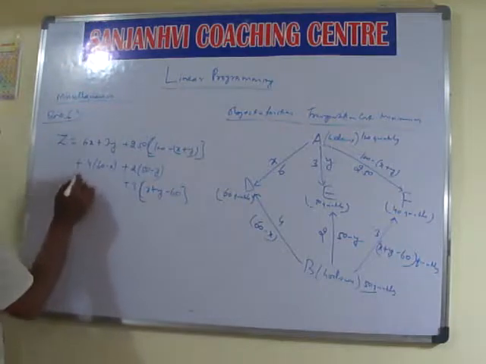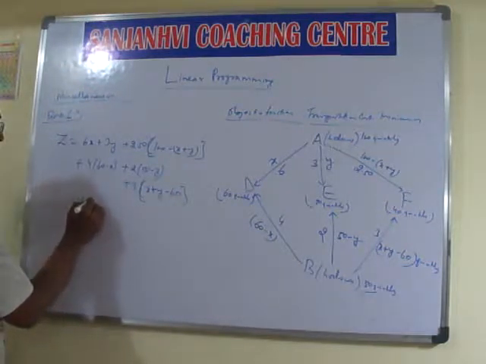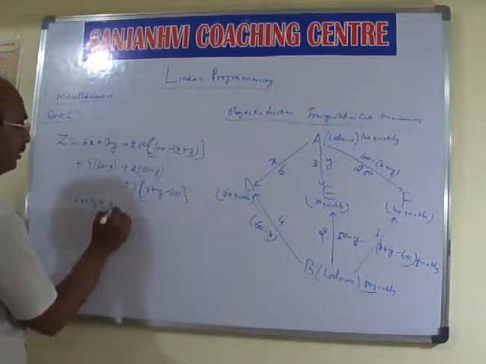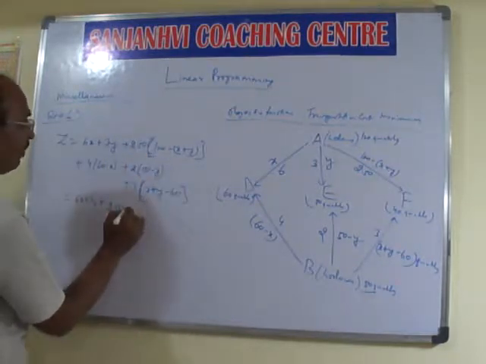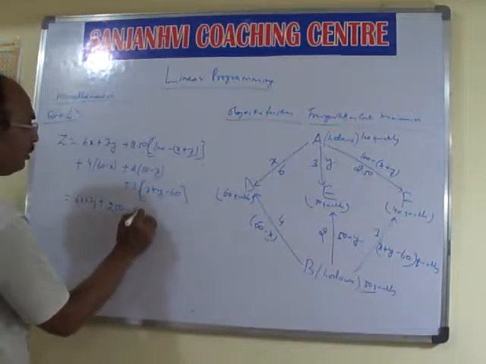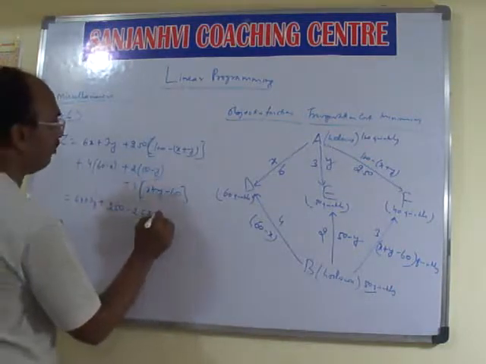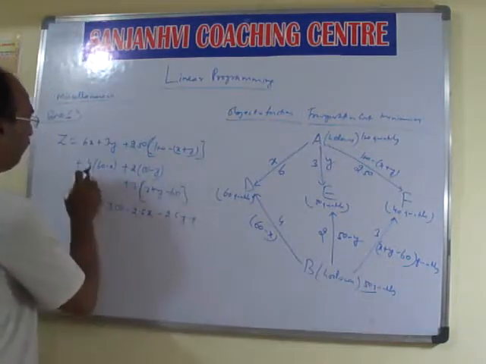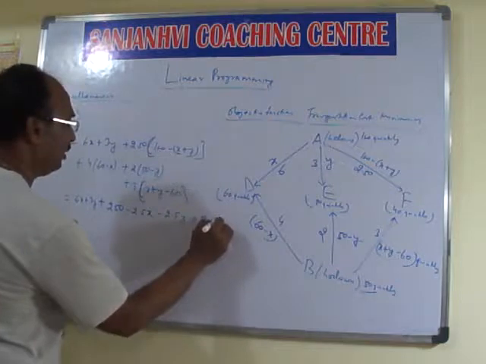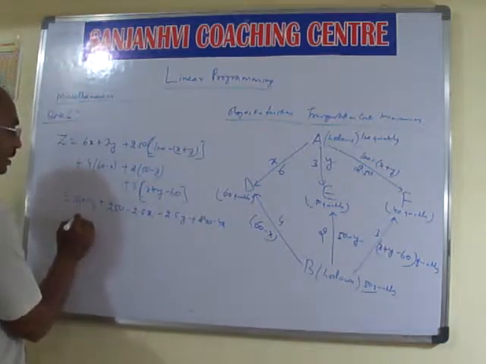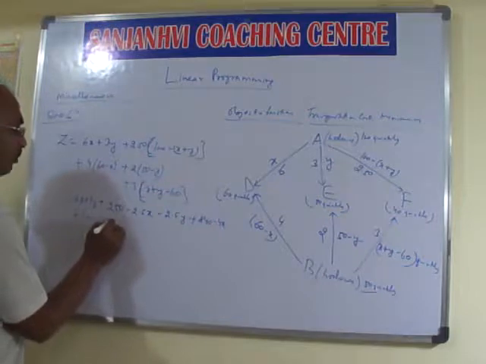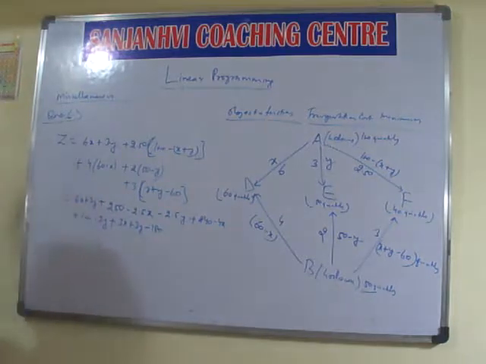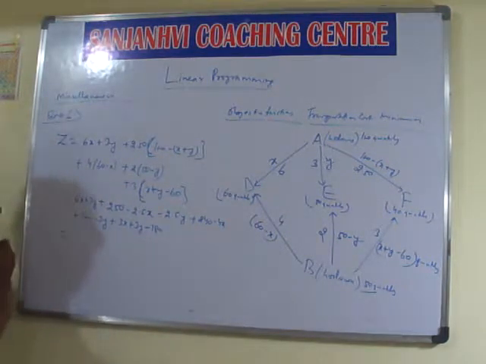So 6x plus 3y plus 2.5 into 100, so 250, then minus 2.5x, minus 2.5y, plus 4 into 60, 240, minus 4x, plus 100 minus 2y, plus 3x plus 3y minus 180. Further, we will solve all the x here.